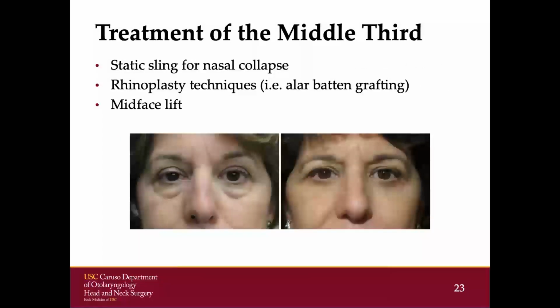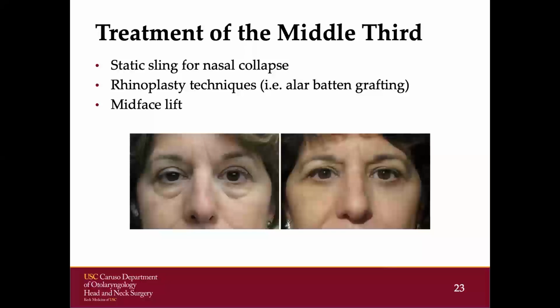For the middle third, we're mainly concerned with the nasal valve collapse, but also just the general appearance that can result from paralysis. So a static sling can be used for nasal collapse, which pushes the nares wider. And then rhinoplasty techniques like alar batten grafts can be used. And these occur because of the loss of the intrinsic dilator nares tone, which causes the collapse.